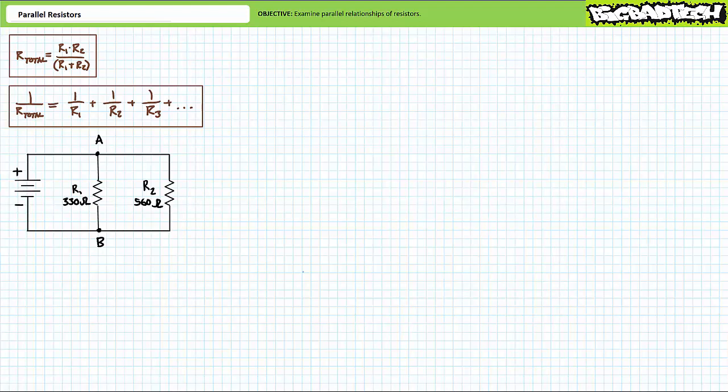Circuits composed of multiple resistors can assume numerous different configurations, among them a parallel or side-by-side relationship of resistors. Parallel configurations of resistors are those identified as having more than one path for current.